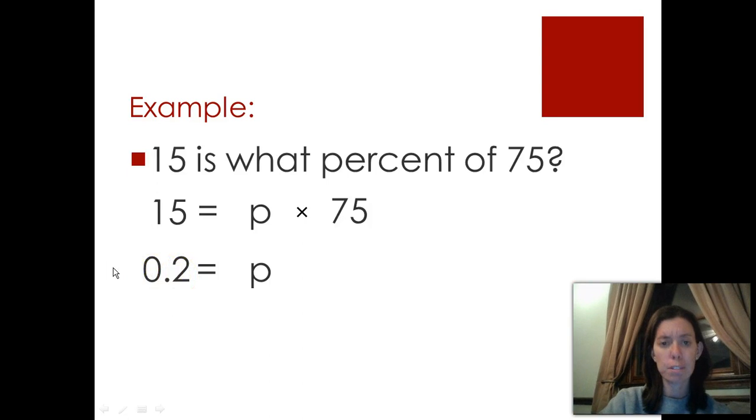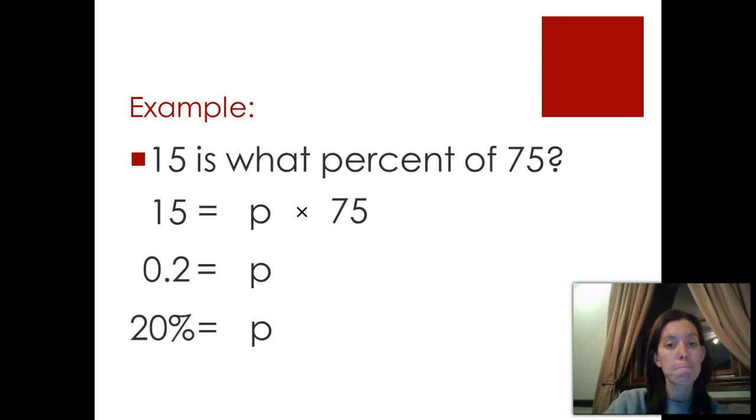And give that a try so you see what I mean. 15 divided by 75 is 0.2. And that's the decimal form, but we want to know what the percent is. So going the opposite way from decimal to percent, that's the same as 20%.